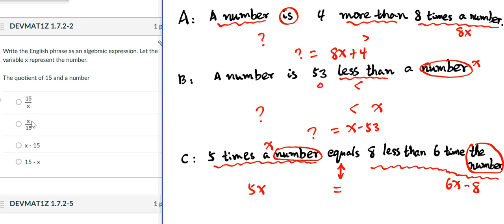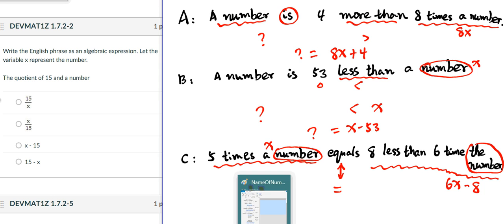Now, second one. The quotient of 15 and a number. Quotient means division. And 15 goes first, so you want to put 15 as a numerator or dividend. And this number x is used as a divisor or denominator.